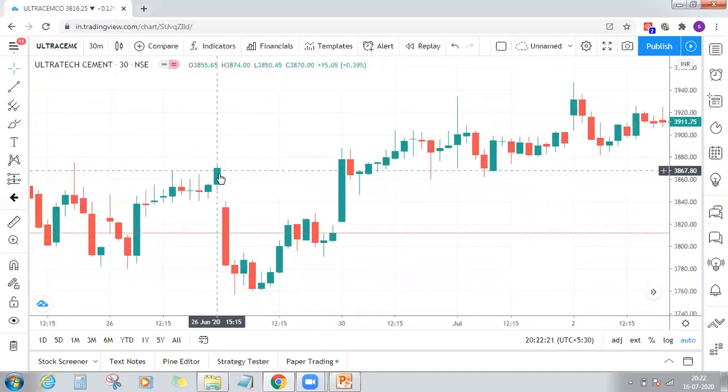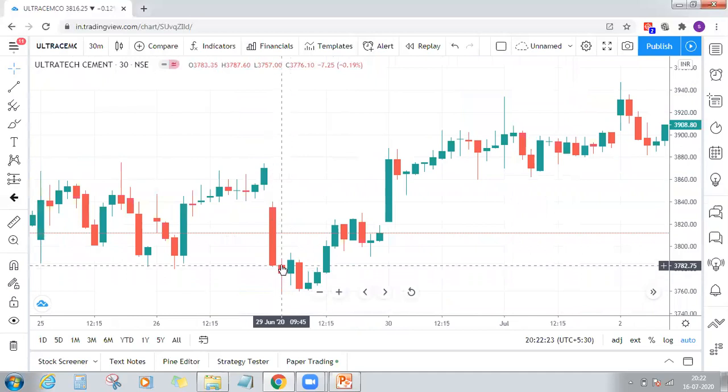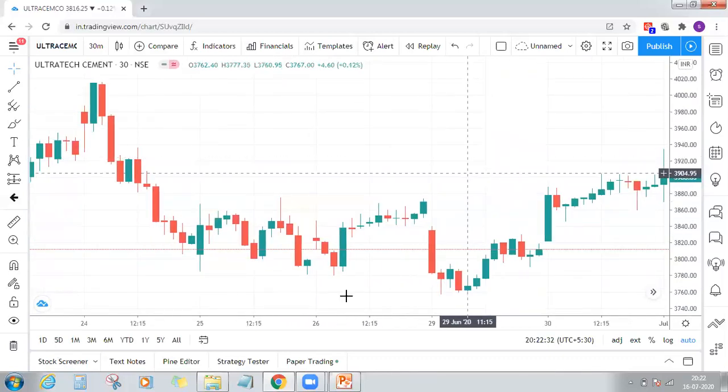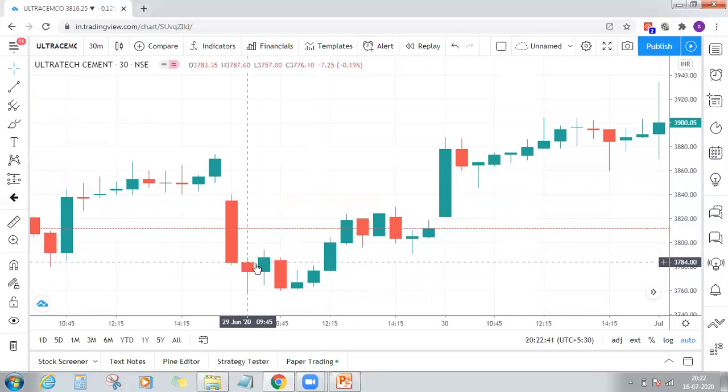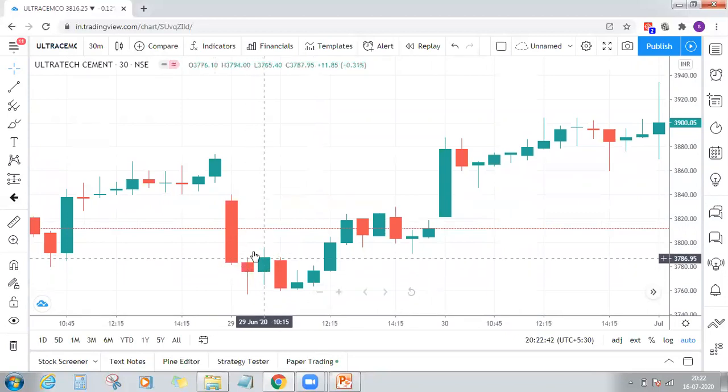Now see here, there is a strong fall, then a hammer is seen, but the body is red in color. So I need a green candle which closes above this. Now the next green candle was not able to close above the high of this. The high and the closing price both were the same. It was not able to close above the high.